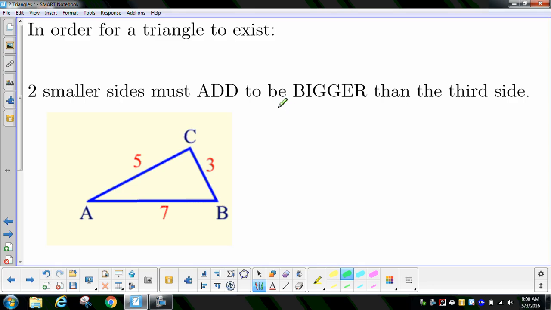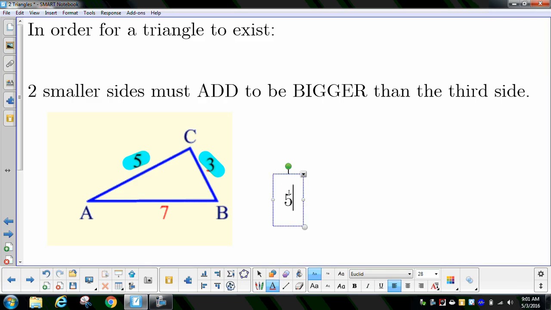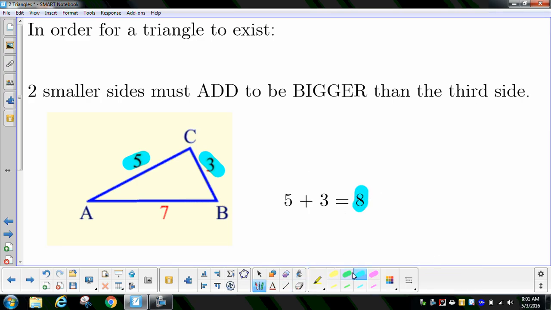We talked about figuring out if a triangle could exist given three side lengths. So the rule here is to take the two smaller sides. I'm looking at this triangle, and I want to know if this triangle could exist. I take the two smaller sides, 3 and 5, and when I add them together, I get 8. This value 8 needs to be bigger than the third side. So since 8 is bigger than 7, then it is possible for this triangle to exist.